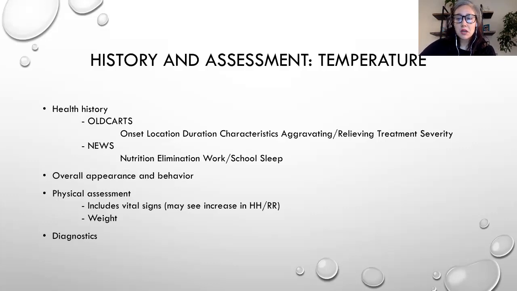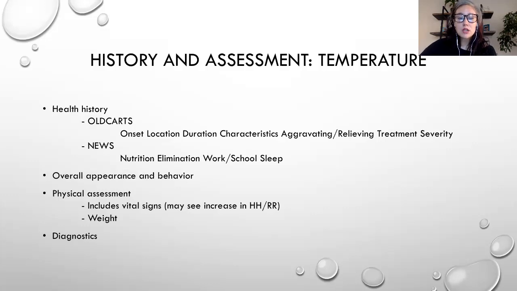And just like regular nursing assessment, we're looking at the overall appearance and behavior. Are we crying? Are we sleepy? Do we wake up easily? Are we happily playing with mom and dad? Do we look fearful? Those are all things you want to pay attention to.